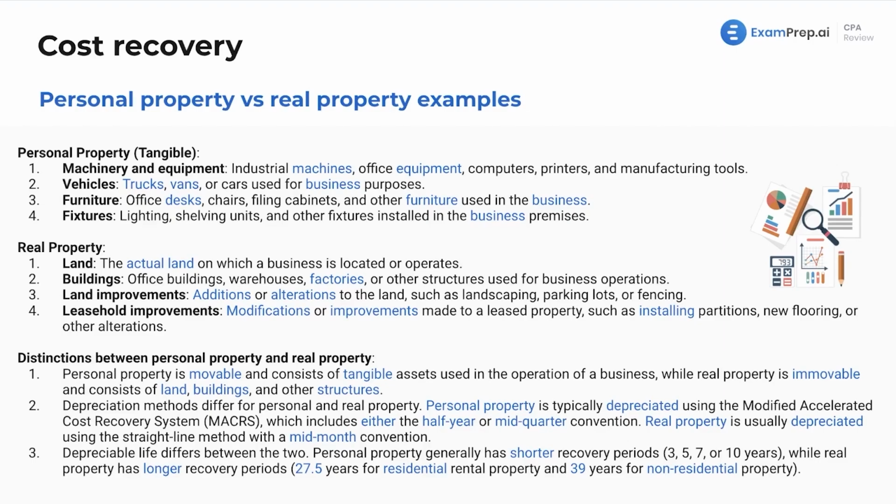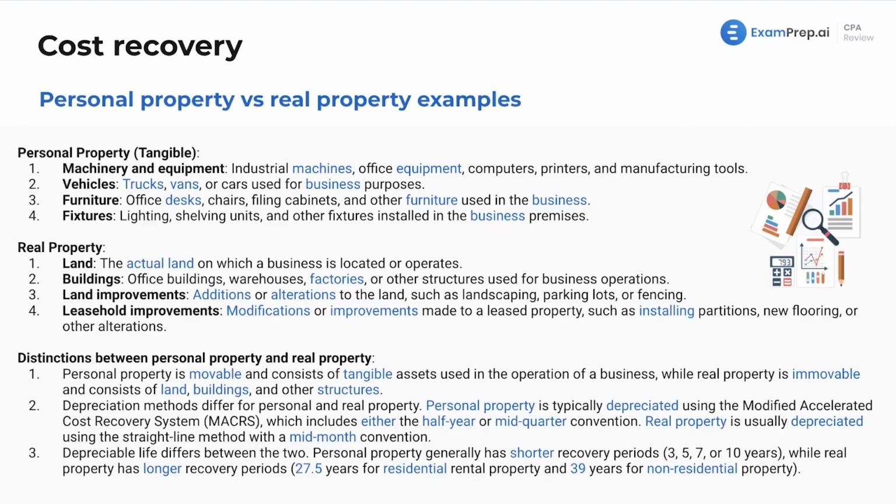Well, this is kind of like real estate. That's what we call it. The actual land on which businesses are located, they operate. Buildings, so office buildings, warehouses, factories, anything like that. Any improvements to the land or any leasehold improvements. So that's a whole concept in accounting, leasehold improvements. What happens if you're leasing a building for 50 years and you make improvements to it? Well, those are assets in and of themselves. That's not a big topic for the exam here, but it's just a big topic in accounting overall.